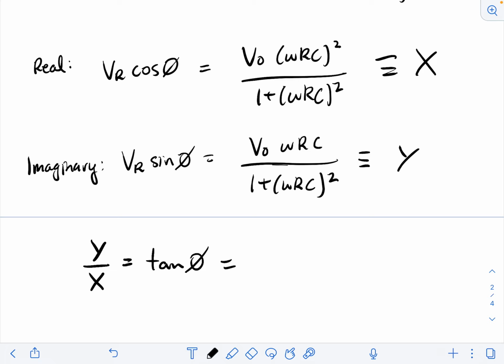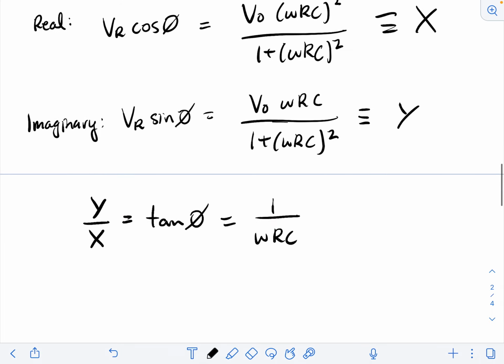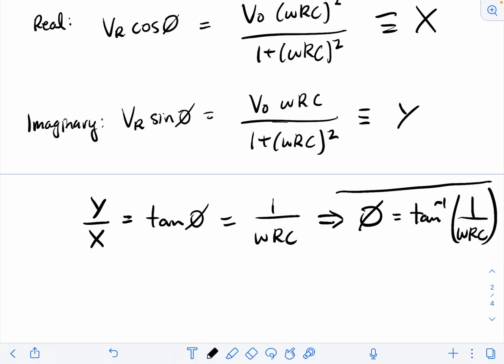And taking this ratio of these expressions that we have in terms of omega RC and V naught, this would just evaluate to 1 over omega RC. And so now what we have is that the phase of our resistor voltage relative to the input voltage is the inverse tangent of 1 over omega RC. Okay, and so that's one expression.